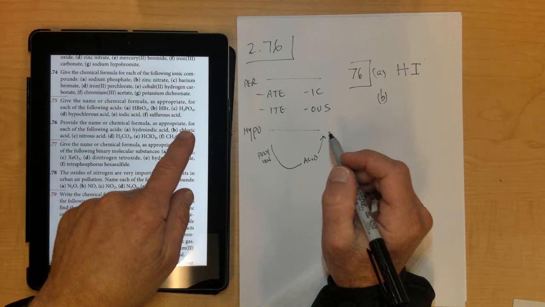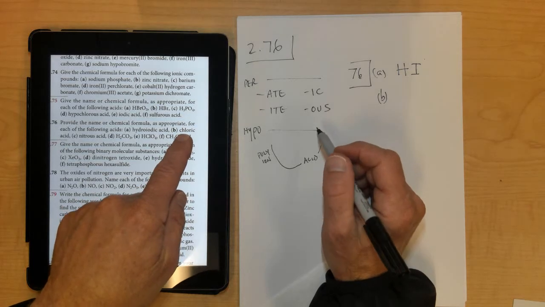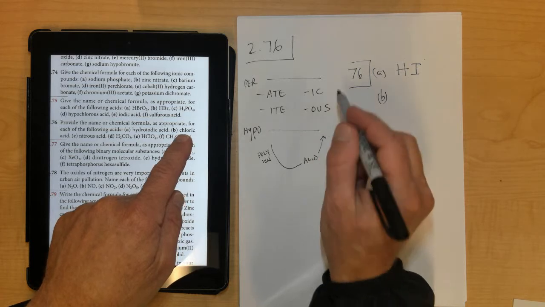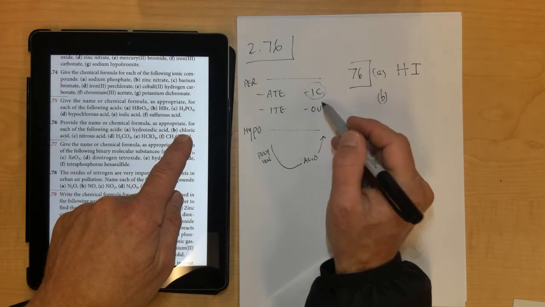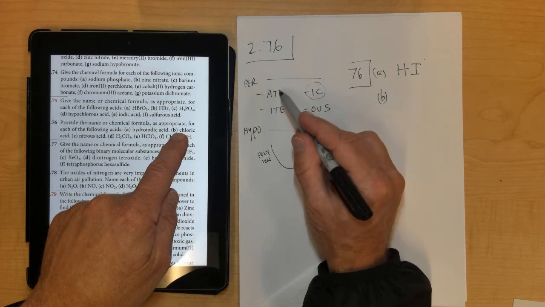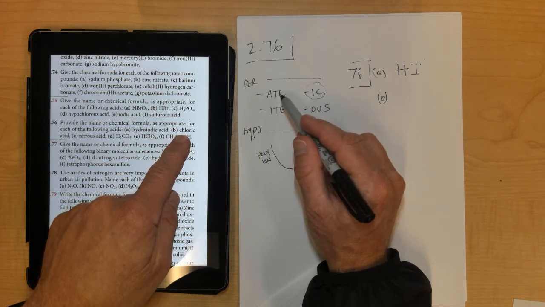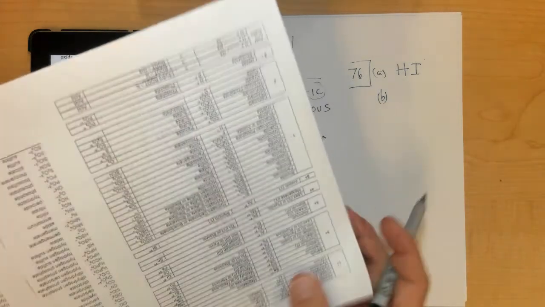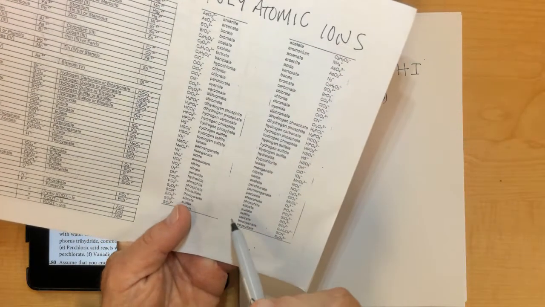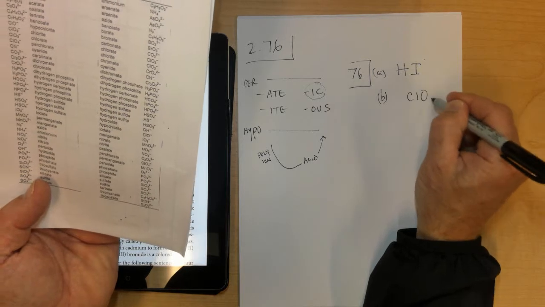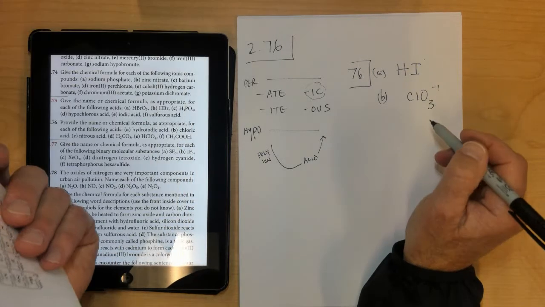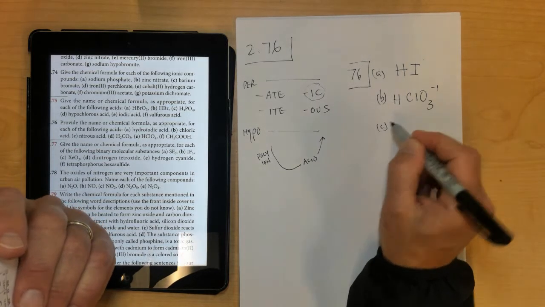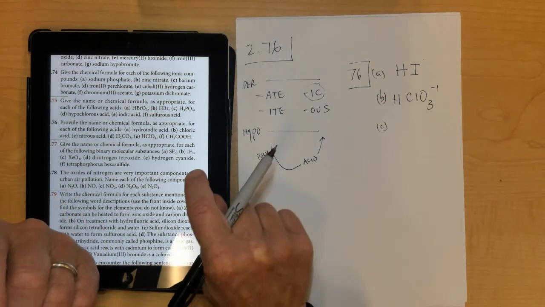Then letter B is chloric acid. Chloric acid doesn't start with hydro, so that means it's got to be an acid that has a polyatomic ion in it, and it ends with ic. So if the acid ends with ic, that means it came from the polyatomic ion ending in ate. So that must be chlorate. If I look up chlorate on the back of the periodic table, chlorate is ClO3 with a -1 charge. So I have to put one H in front of it.